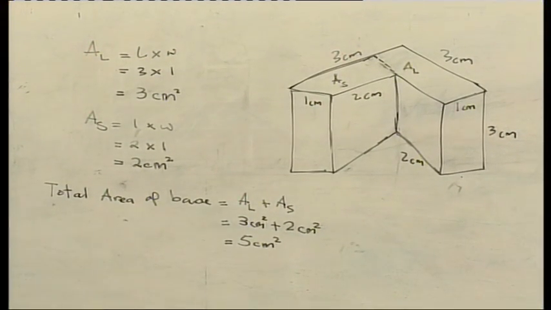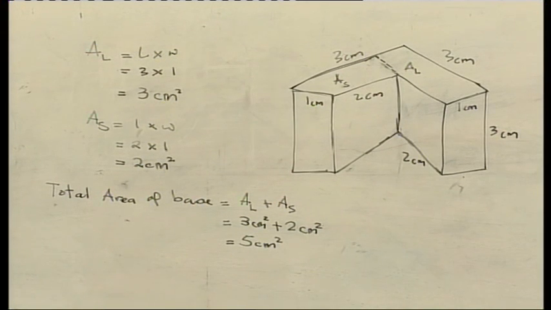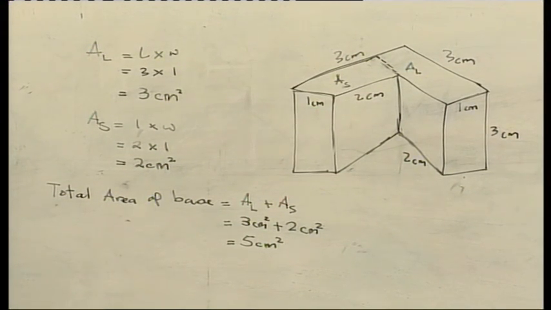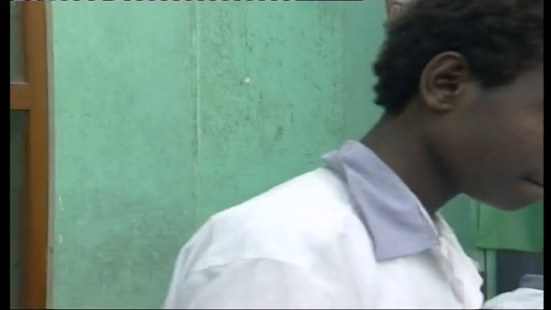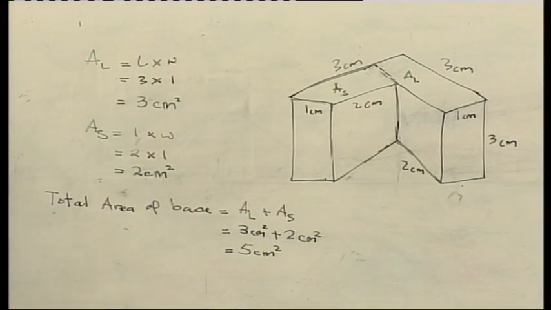Now receiving students in 7, what is the next thing? What do we do? We already found the area of the base of the prism, which is 5 square centimeter. Shannon? Find the height. Okay, what is the height, class? The height is 3.